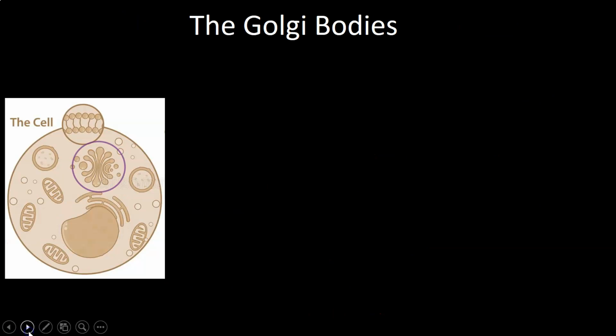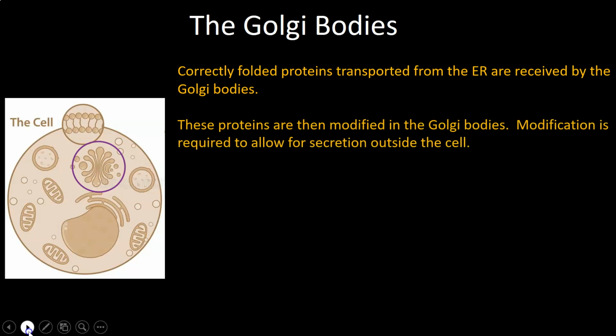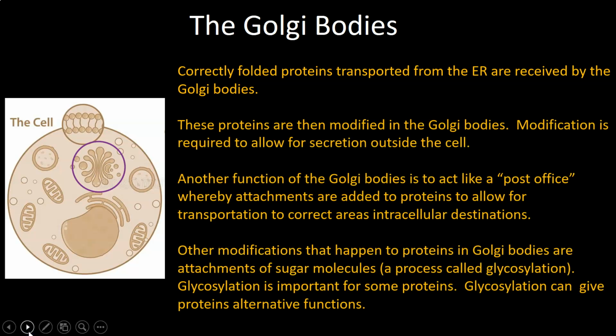Now the Golgi bodies play a role in transportation. They play a role in modification as well, a little bit. Correctly folded proteins transported from the endoplasmic reticulum are received by the Golgi bodies, and the Golgi bodies are involved with modifications. I know I mentioned this before, post-translational modifications, and this is where we can add other components to proteins.